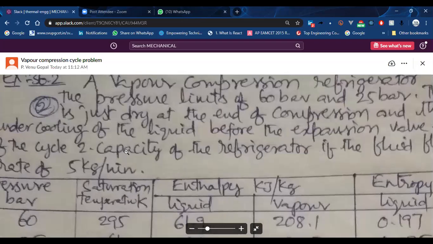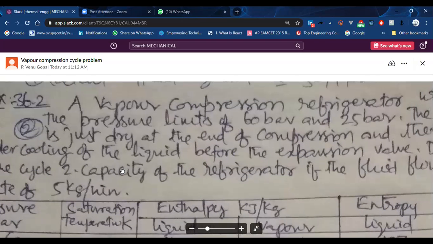So most probably only this type of problem they will ask. Anyhow, I will send another problem of the vapour compression cycle. It will also be similar, but the only difference is at the end of the compression process.